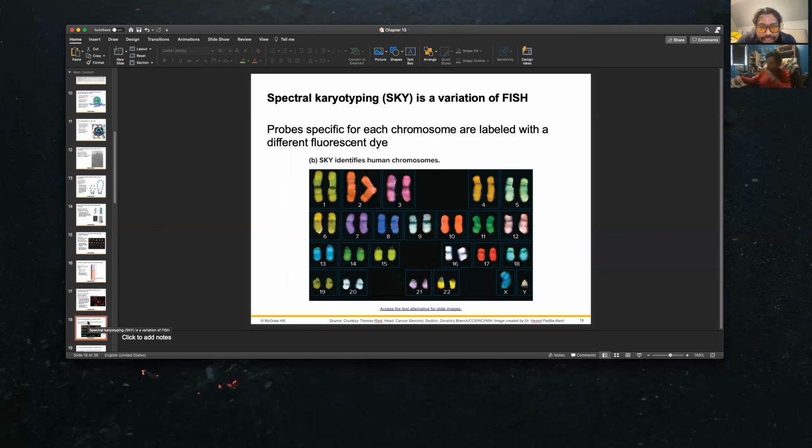Spectral karyotyping is a variation of FISH. So that's pretty much the same thing, but they're using a different fluorescent dye for each chromosome to tell them apart. So that's how, when they make the karyotype, they can tell this is chromosome 11, this is chromosome 15 and so on.